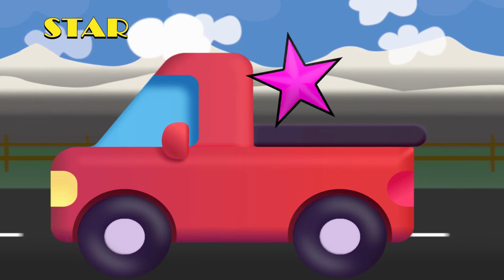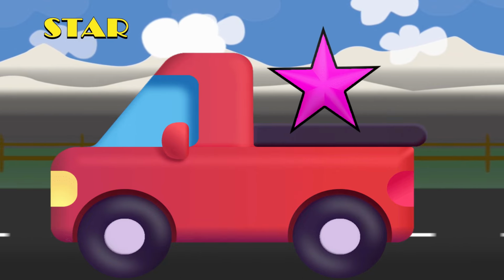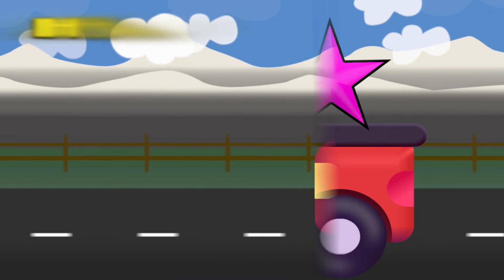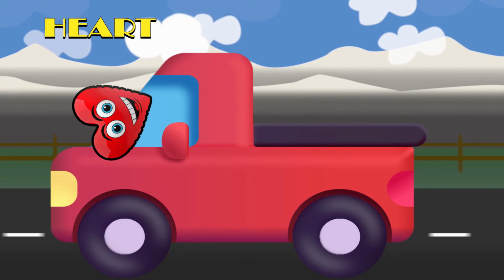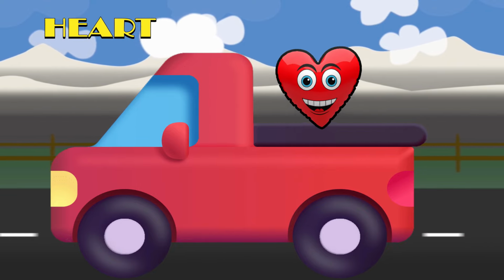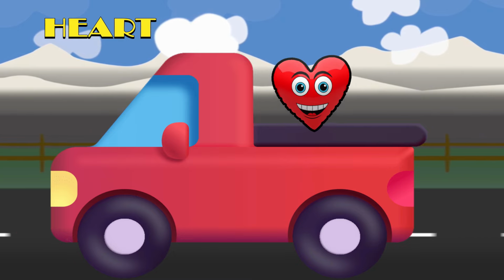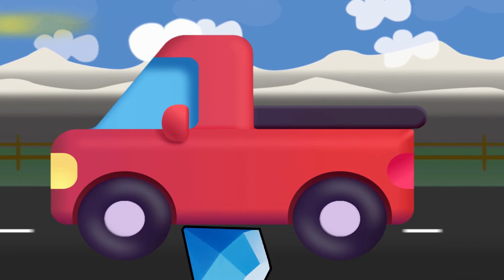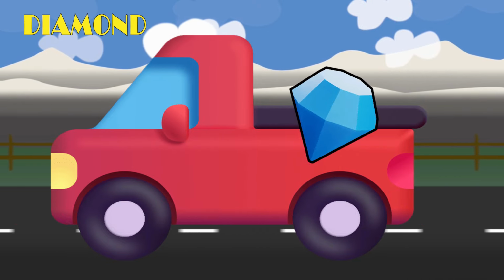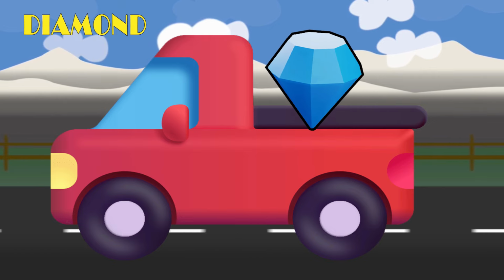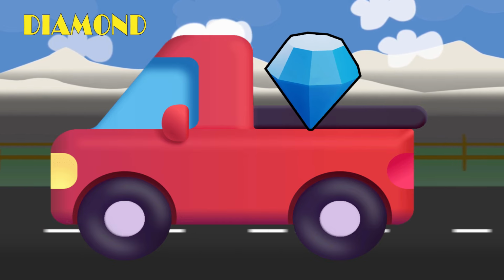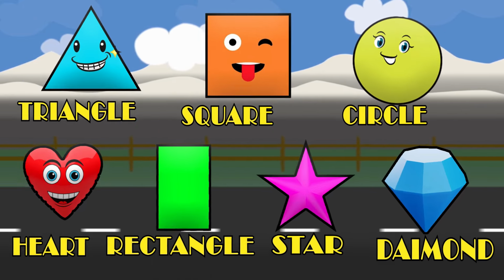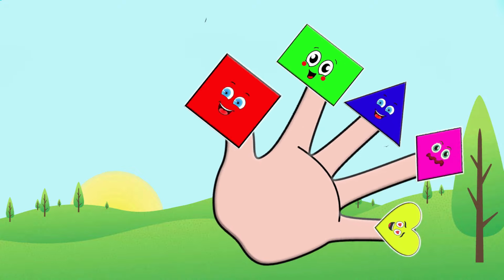I'm a star, in the sky, so, so far. I have five pointy arms, I'm a star. I'm a heart, I'm so curvy and so smart. I'm a really lovely shape, I'm a heart. I'm a diamond, you can see me on a ring. I'm so shiny and so bright, I'm a diamond. We are shapes. You can see us everywhere. We are shapes. We are the finger family.